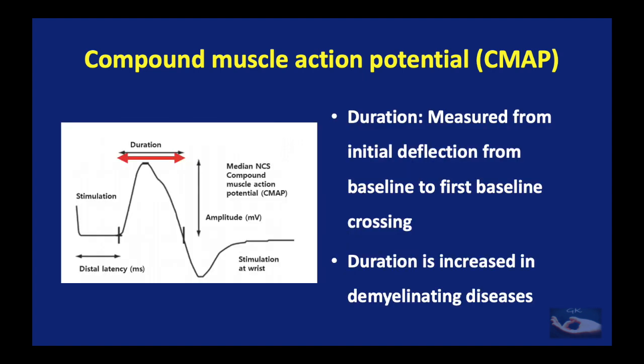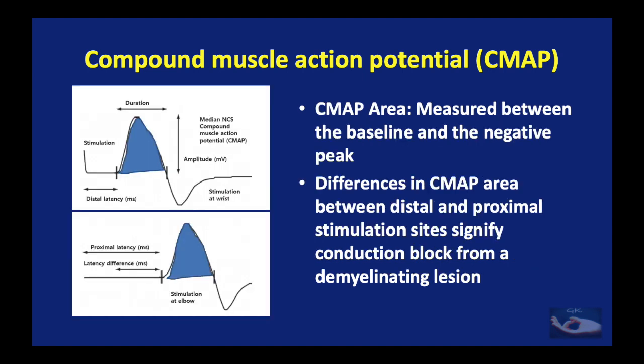After measuring the amplitude, we measure the duration. This is measured from the initial deflection from the baseline to the first baseline crossing. The duration is increased in demyelinating diseases. The area of the CMAP, that is, the area measured between the baseline and the negative peak, is also very important. The differences in CMAP area between the distal and proximal stimulation sites signify conduction block from a demyelinating lesion.